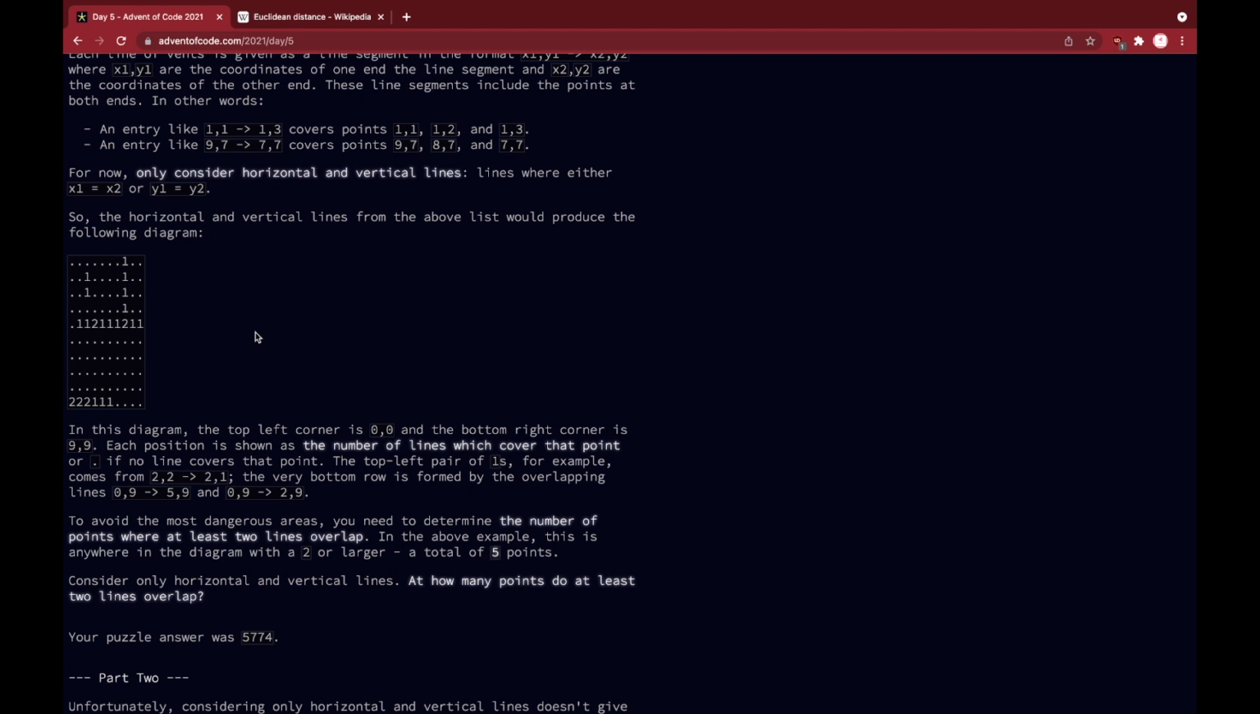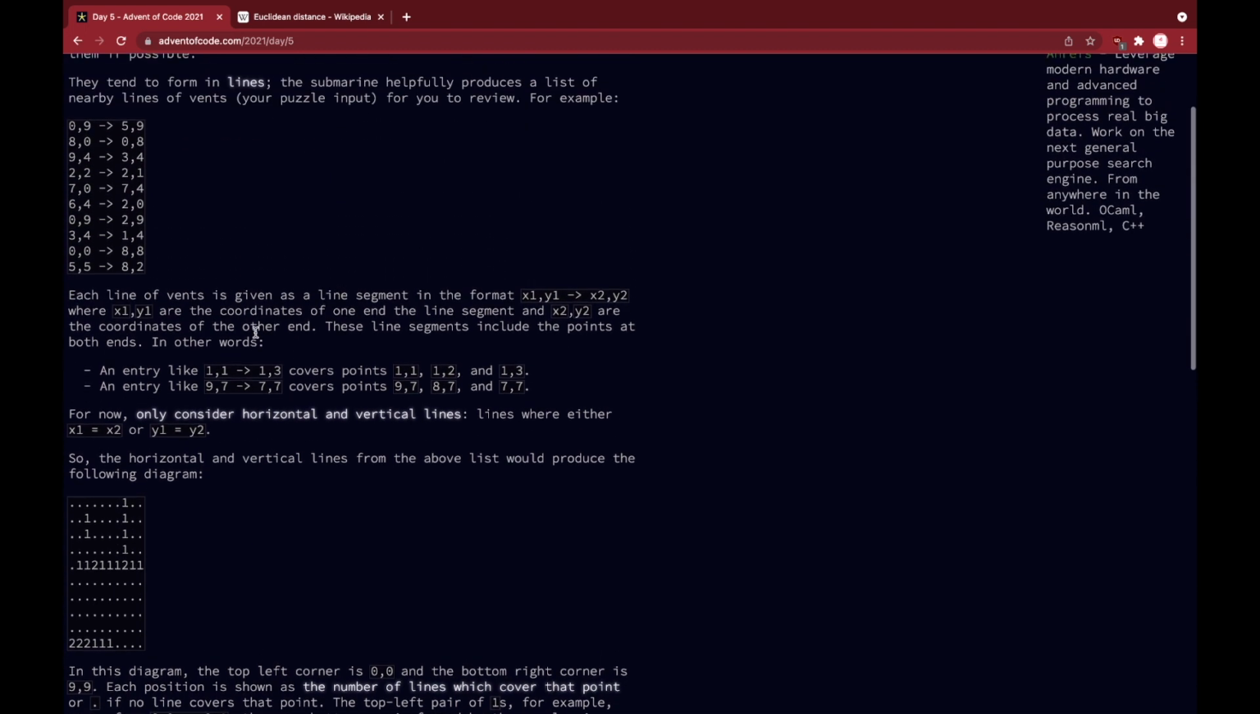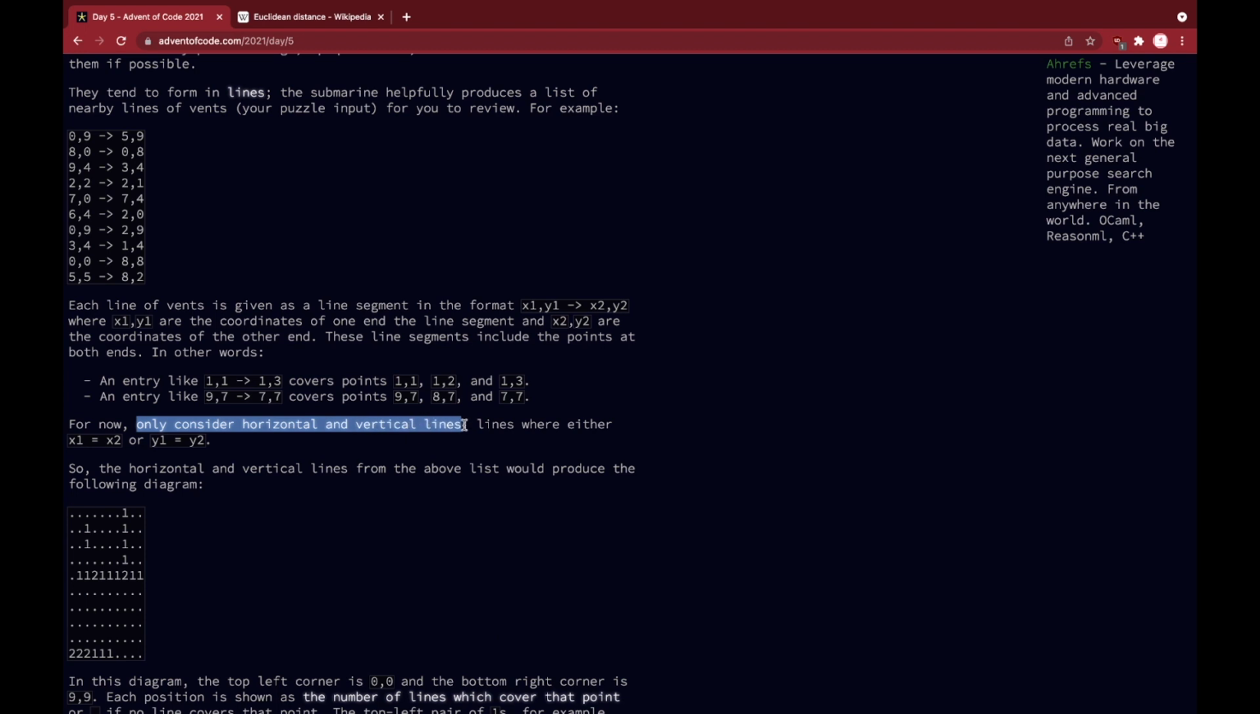The thing that is very important right here for part 1 of the puzzle is this other piece in bold right here, which I did initially miss. It reads: only consider horizontal and vertical lines, because of course you could have diagonal ones, right? But for the first part of the puzzle, we do not have to consider them.